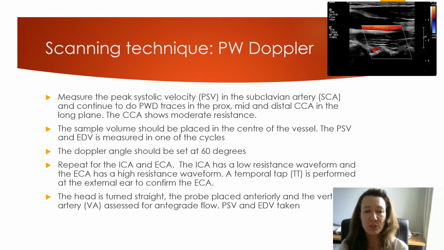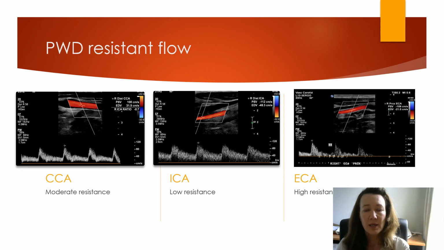The head is turned straight and the probe is placed anteriorly, and the vertebral artery is then assessed for antegrade flow. We can also then do the peak systolic and end diastolic velocity. Here we see the different resistance pattern in the common, the ICA and the ECA. So ICA has a low resistance and the ECA a high resistance flow pattern.